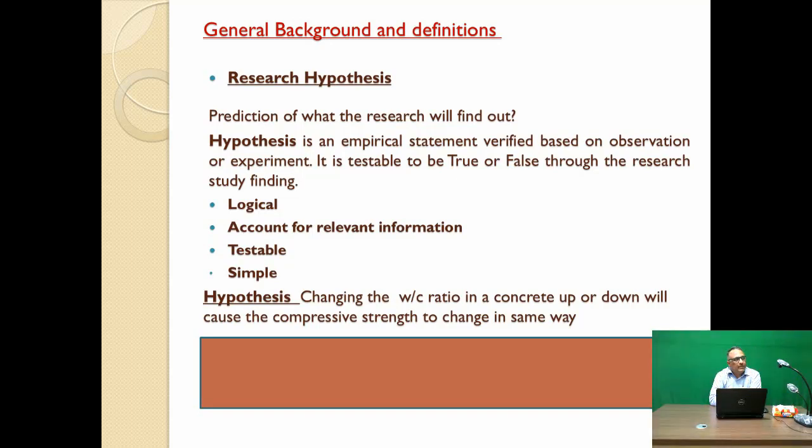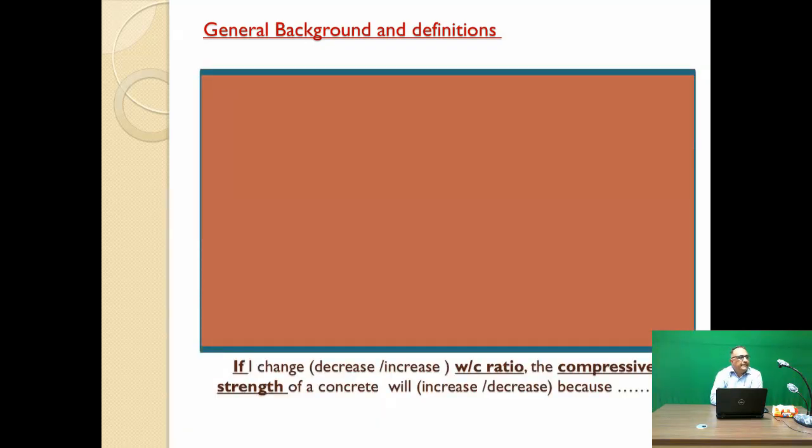Let's remember the simple example about the water cement ratio and the compressive strength of concrete. The hypothesis can be: changing the water cement ratio in a concrete up or down will cause the compressive strength to change in the same way. Try now to write this hypothesis using an if statement. I said if I change, I mean decrease or increase, the water cement ratio, the compressive strength of concrete will increase or decrease, and you can add the reason for this hypothesis using because.